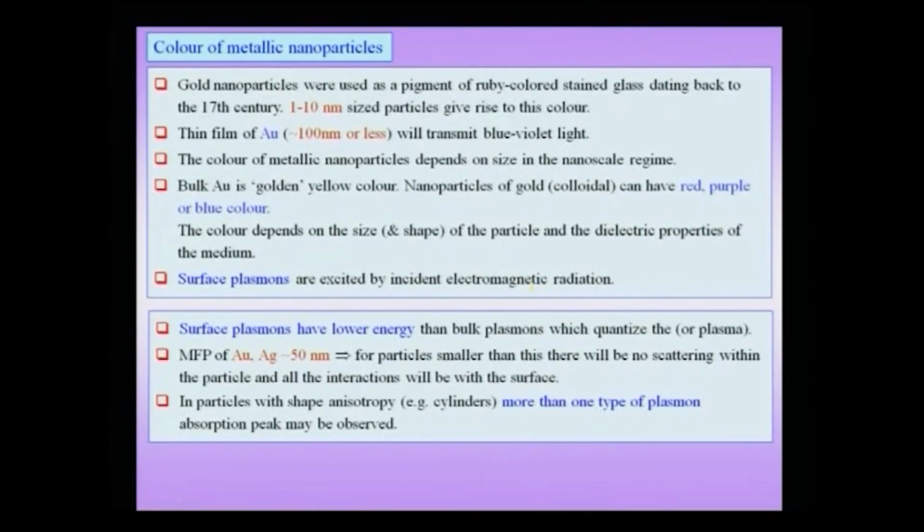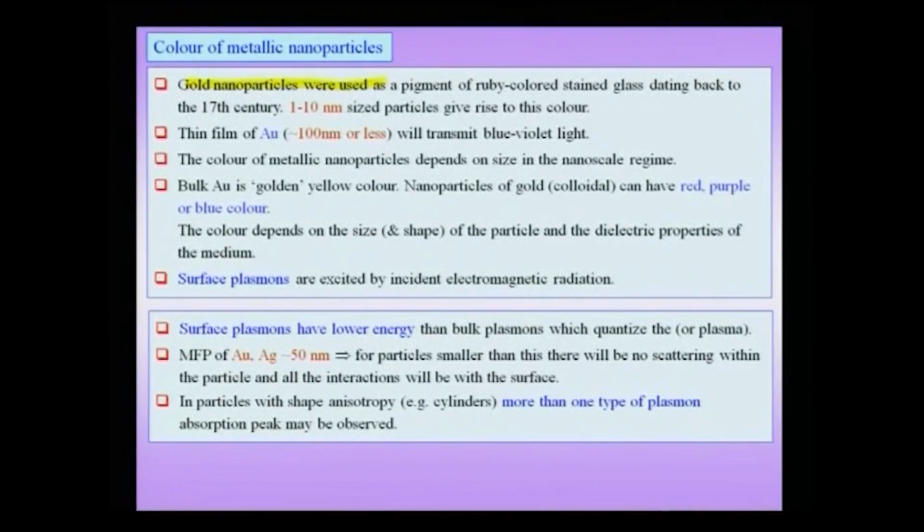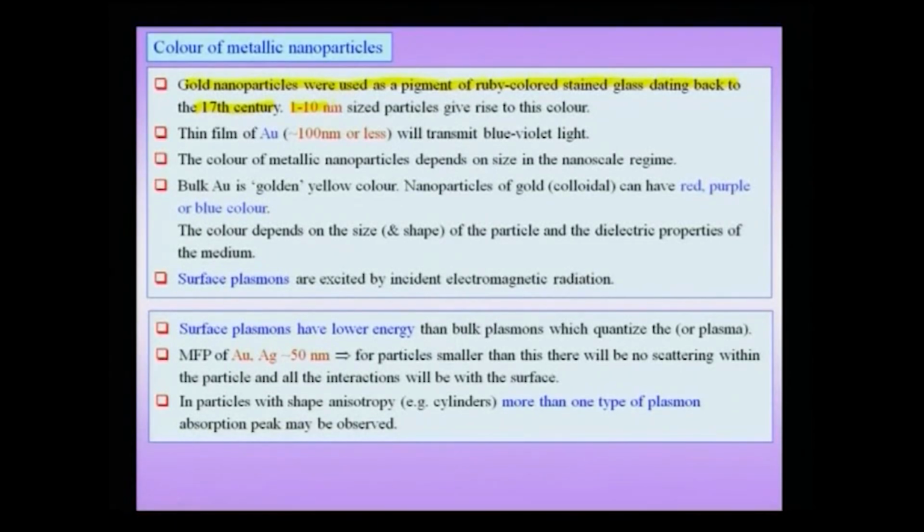Now, if you look at, on the other hand, metallic nanoparticles, we had pointed out that the size does not have a very profound effect. For instance, gold nanoparticles have been used as a pigment in ruby colored stained glass dating back to about the 17th century. So, if anybody has gone to an old church where there is stained glass, the color in the stained glass is coming from these nano gold particles, typically about 1 to 10 nanometers in size.